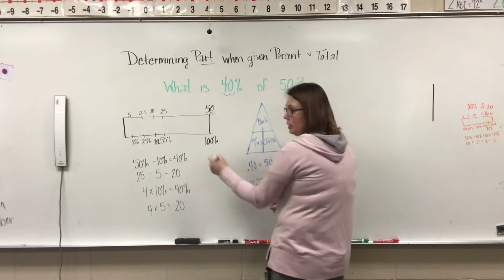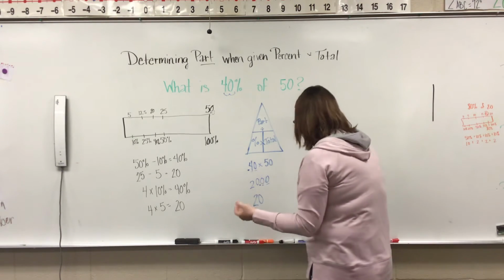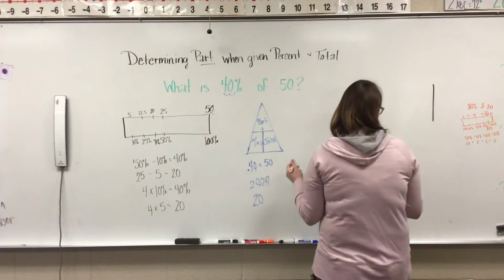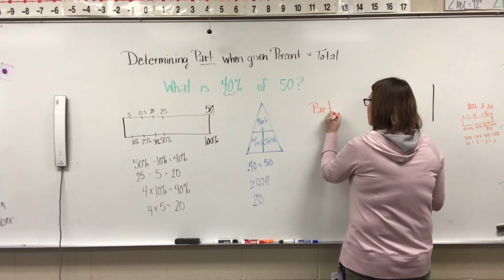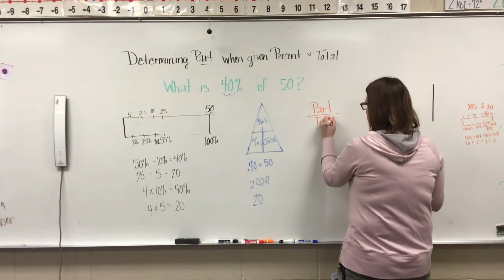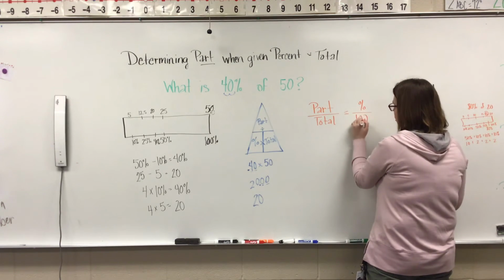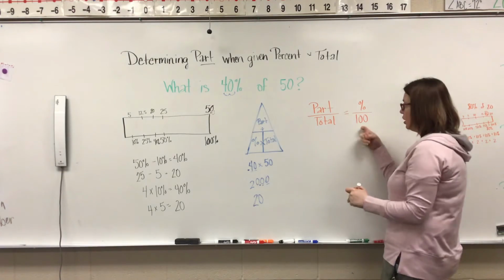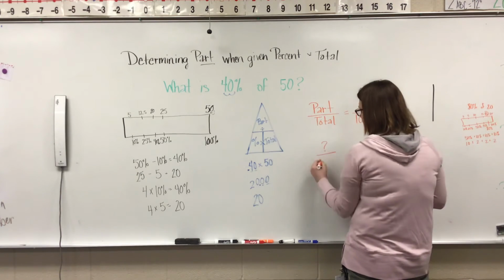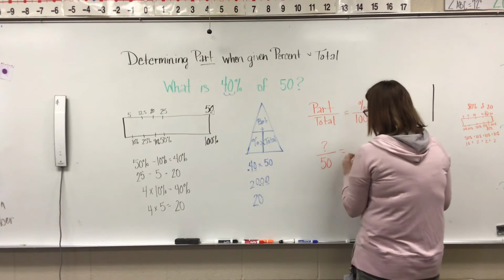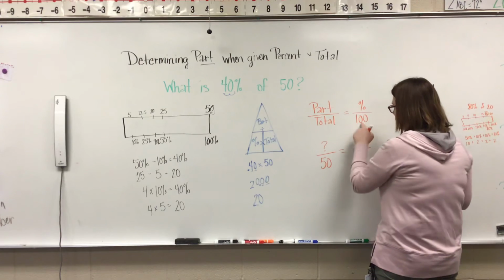Different method, same answer. And then the third way, which doesn't always work out, it depends on if you have friendly numbers or not, is a ratio. So when we set up the ratio, we have part over our total equals our percent over 100. So this is how you would always set it up. And this right here is always going to be 100. So the part is what we don't know. Our total is 50. This is going to be equivalent to our percent, which is 40%. So I'm just going to write 40 over 100.